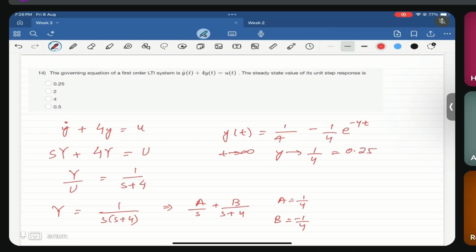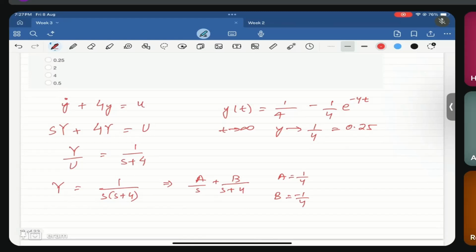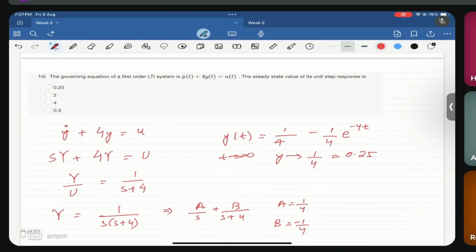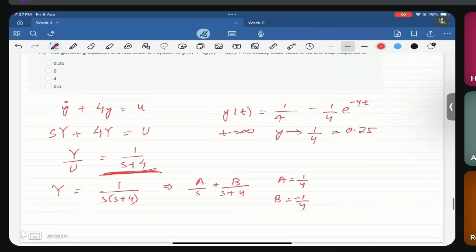Now from the transfer function only, can you identify the steady state value? So this system is BIBO stable, right? Because the pole of the transfer function is lying on the left half plane. Okay, so it is BIBO stable. So for a BIBO stable system, we can directly apply the final value theorem.